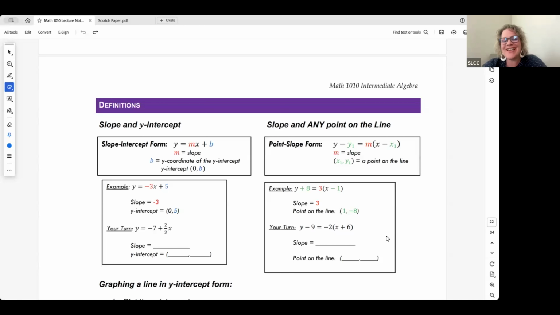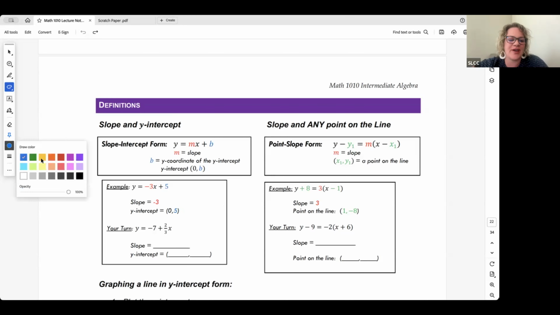Hi everyone. In this video, we're going to discuss section 1.3, linear functions. We're going to look at a couple of definitions and then go over problem number 6 and number 7. We've talked a lot about the slope-intercept form of a line. Now let's talk a little bit about the point-slope form of a line.